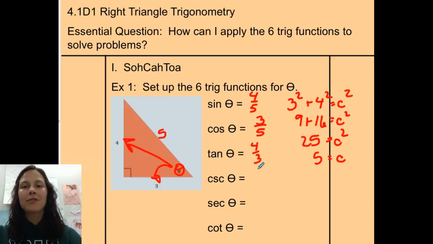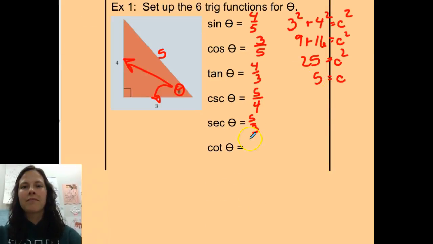Since cosecant is the reciprocal of sine, we take 4/5 and flip it. Secant is the reciprocal of cosine, so we'll take that 3/5 and flip it. And cotangent is the reciprocal of tangent, so we'll take that 4/3 and flip it.